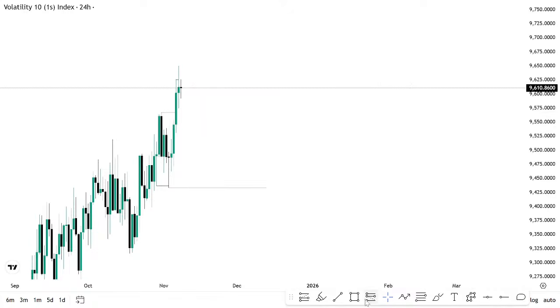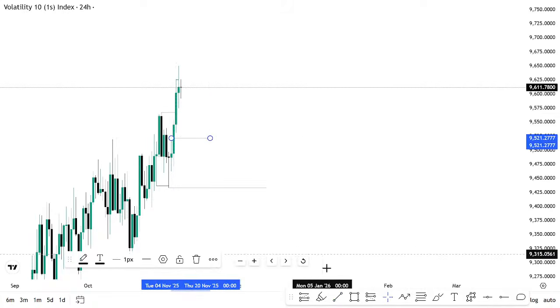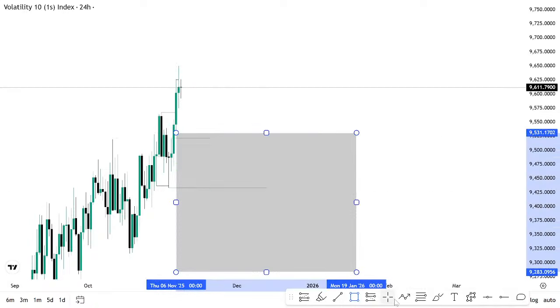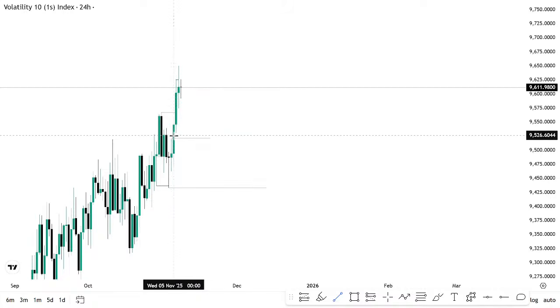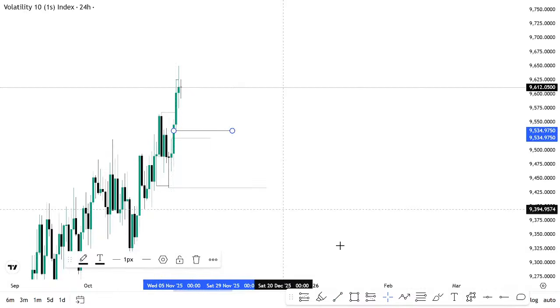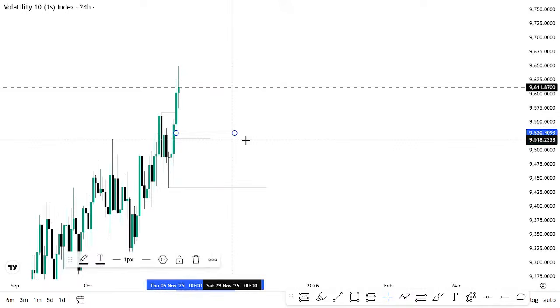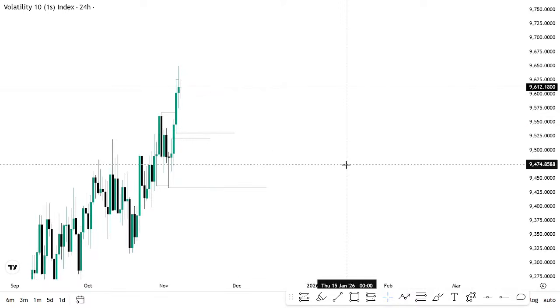I'm not expecting a break of this particular low, meaning that we're going to be trading inside this range. So the first thing I can see inside this range is that we had a fair value gap, which I am expecting the market to come back into. So it is very easy for us to spot that as a fair value gap. So let's check the 4 hours time frame.